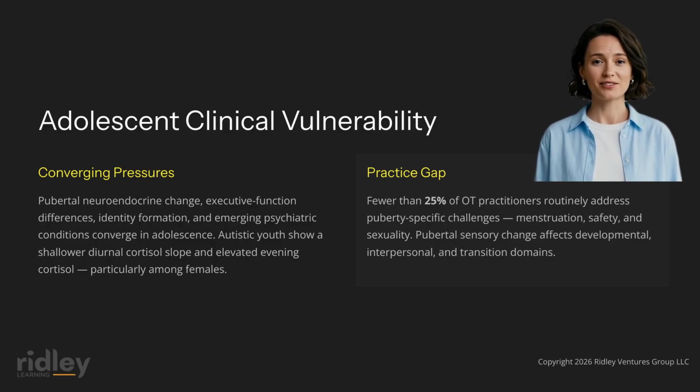Research by Corbett and colleagues on developmental cortisol patterns has demonstrated that autistic youth show a shallower diurnal cortisol slope and elevated evening cortisol relative to typically developing peers. Autistic females in particular exhibit higher cortisol levels, flatter slopes, and higher evening cortisol than autistic males. These hypothalamic pituitary adrenal axis, or HPA axis, findings align with the observed vulnerability to depression during puberty. Parent-reported data likewise indicate that pubertal sensory change itself, not simply age or autism severity, affects the developmental, interpersonal, and managerial domains of the transition to adulthood.